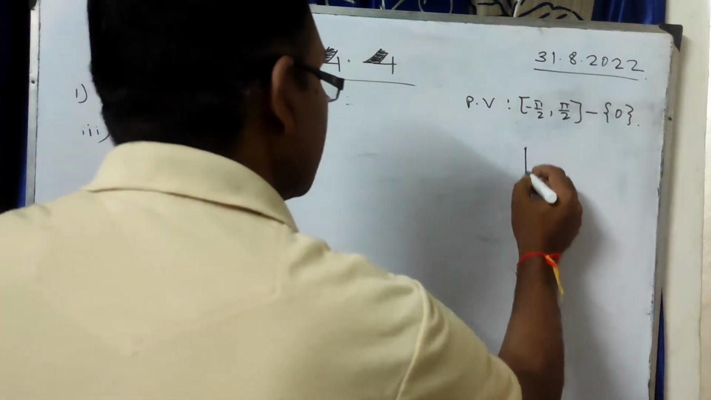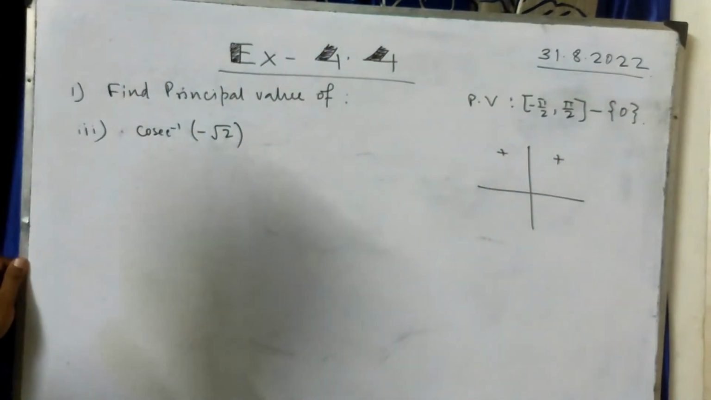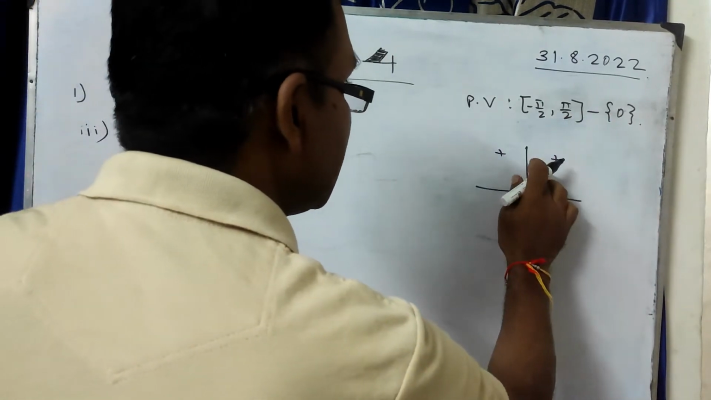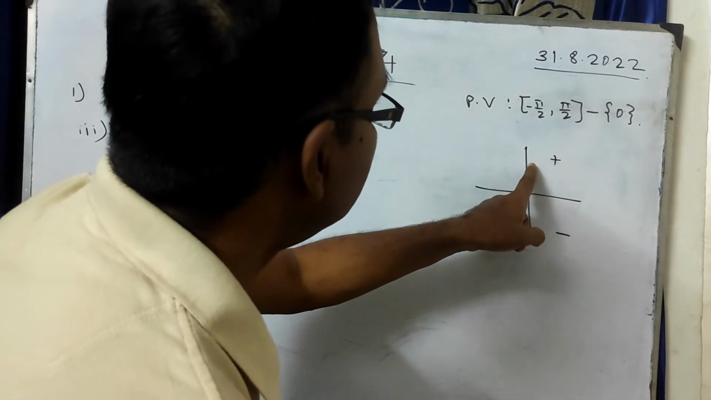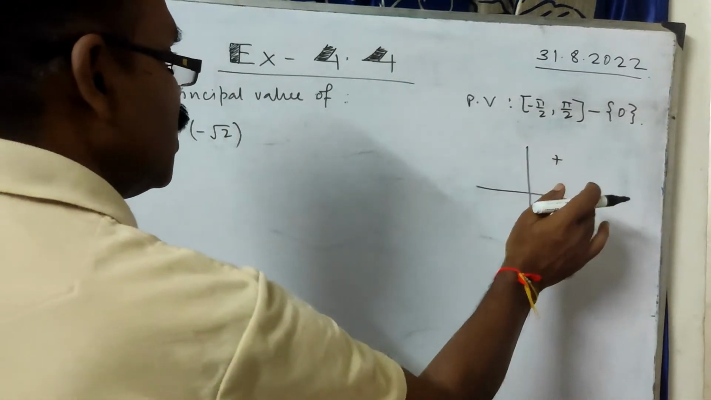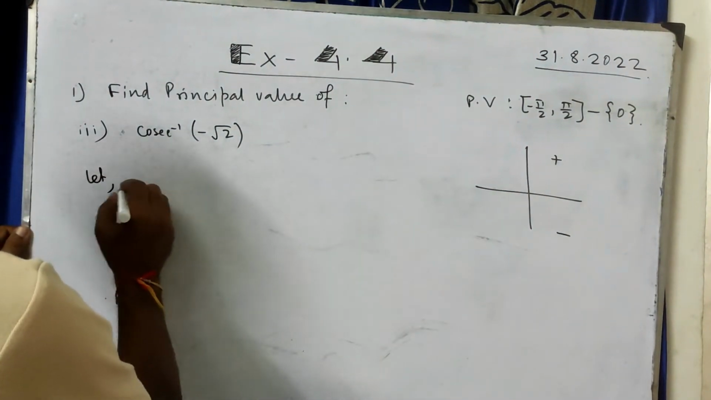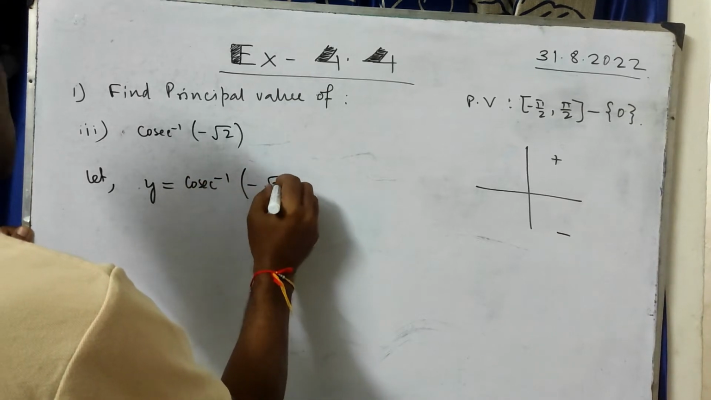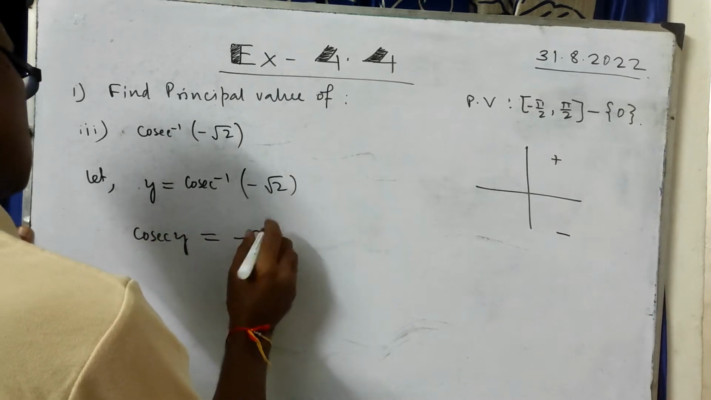Okay, next we have to think about the quadrant. So cosecant is positive here, right? And it is minus pi by 2 to plus pi by 2, which means first quadrant and fourth quadrant, right? So definitely it will lie in the fourth quadrant. Am I correct? So let y is equal to cosecant inverse minus root 2, right? So cosecant y is equal to minus root 2.